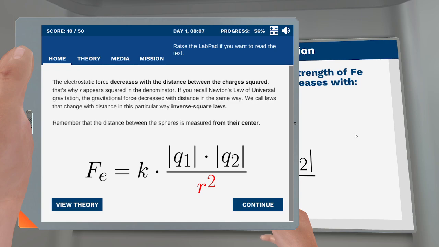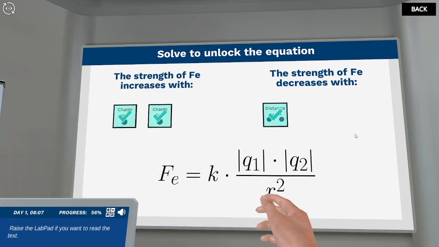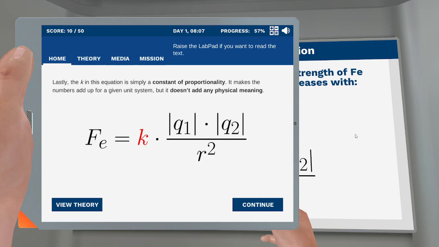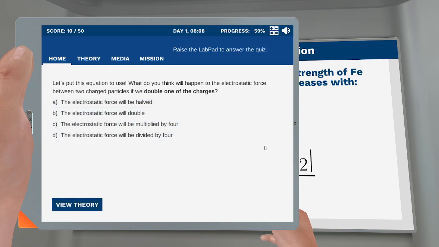If you recall Newton's law of universal gravitation, the gravitational force decreased with distance in the same way. We call laws that change with distance in this particular way inverse square laws. Remember that the distance between the spheres is measured from their center. Lastly, the k in this equation is simply a constant of proportionality. It makes the numbers add up for a given unit system, but it doesn't add any physical meaning.